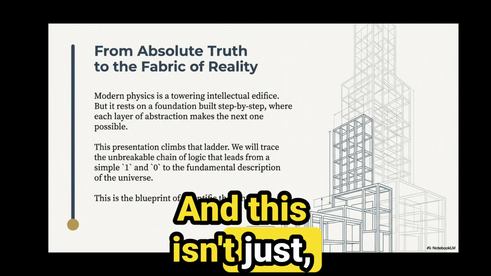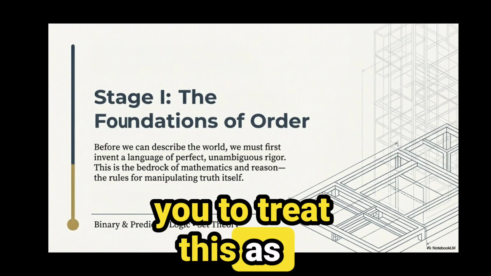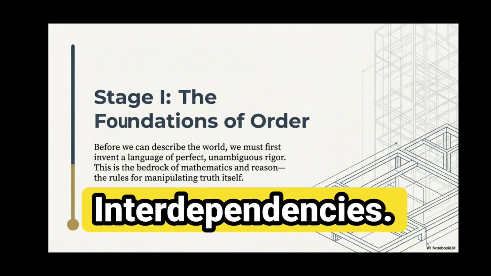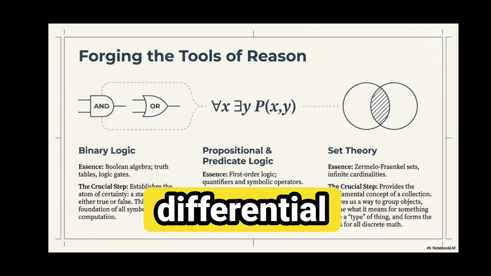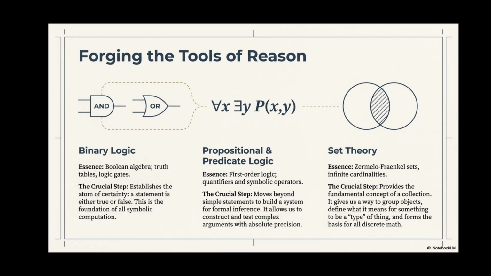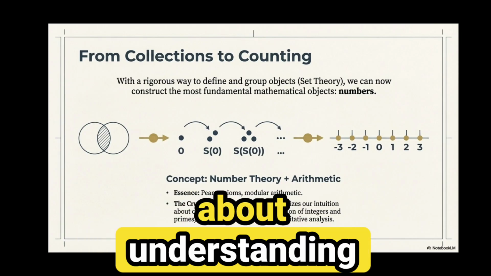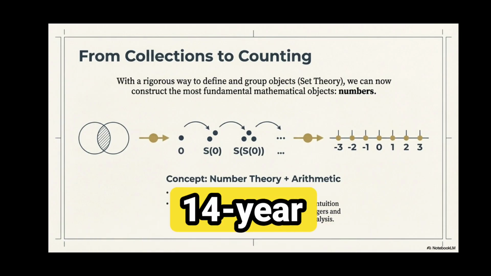And this isn't just a list of university courses. Our mission here is for you to treat this as a genuine shortcut. We're looking at the intellectual scaffolding. These are dependencies. Exactly. Why does linear algebra have to come before differential geometry? Why is, say, set theory completely non-negotiable? This deep dive is about understanding that structure, so you get the whole picture without a 14-year PhD program.